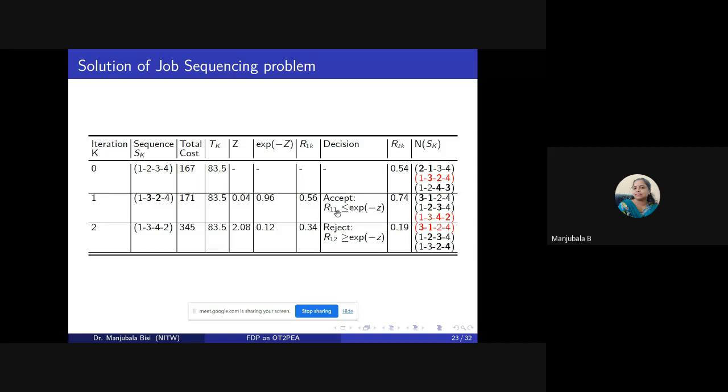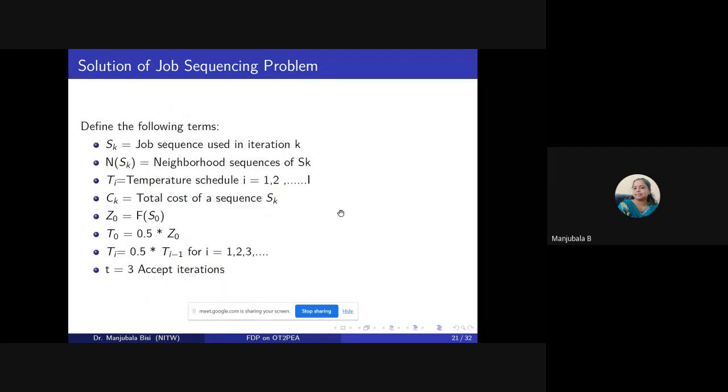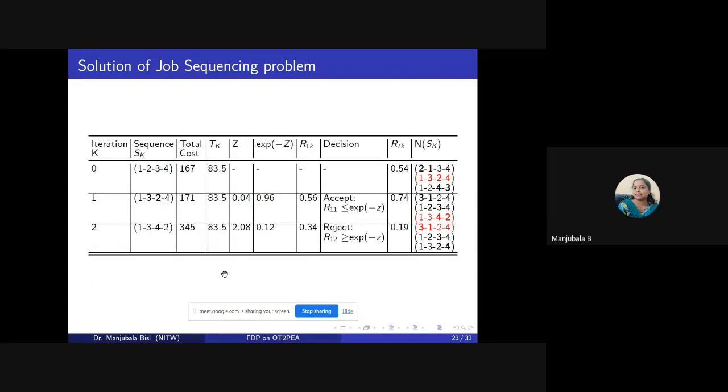We are accepting. So here you see this small t value, you initialize as 1 because here we are getting the first accepted iteration, right? Small t, if you remember, we have fixed at 3 accepted iterations. After 3 accepted iterations, we are going to change the temperature by half, right? So here small t equals 1. Again, we have to find the neighbors of this 1, 3, 2, 4. You apply the same procedure and get the neighboring solutions here.